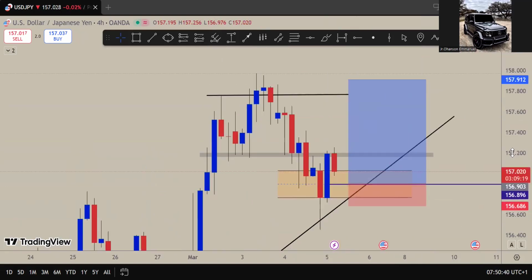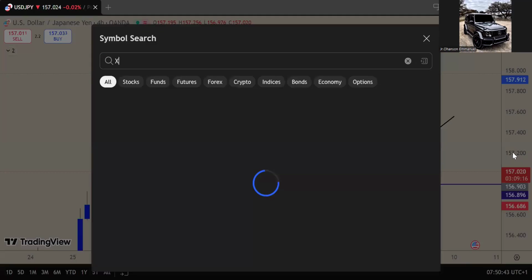So let's look at gold. Let's look at gold and see what's happening there.